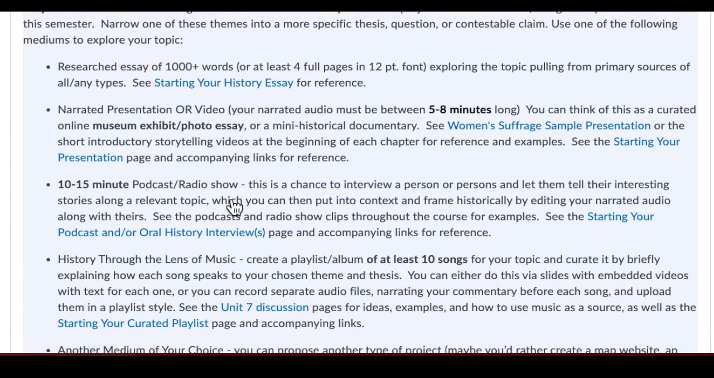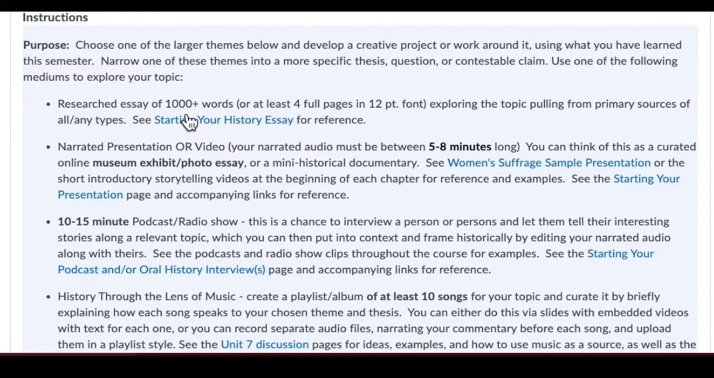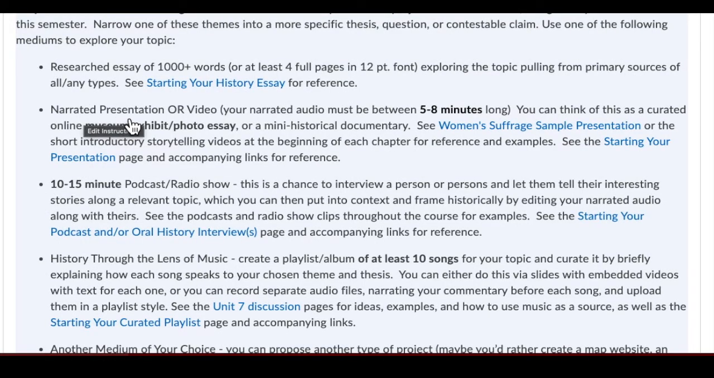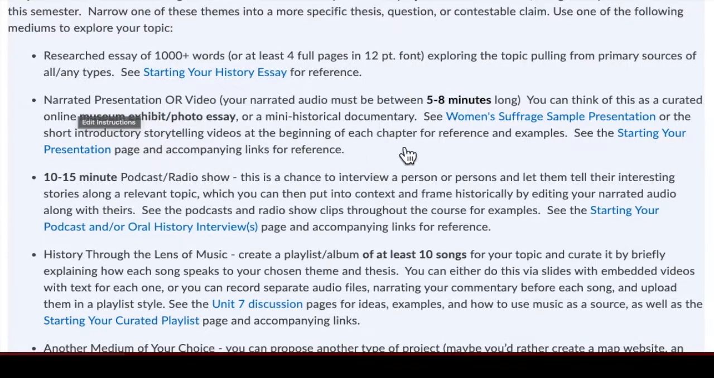is going to take. And the modality can be either a researched essay of 1,000 words, which you can find more about by clicking on this link, a narrated presentation or video, and you can think of this as a curated online museum exhibit photo essay. If it's a narrated presentation, it still has to be an audio, but it could be a video as well as an audio. And you're going to be talking about photographs.